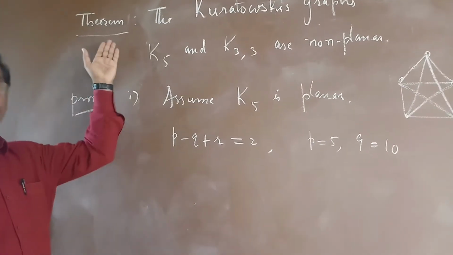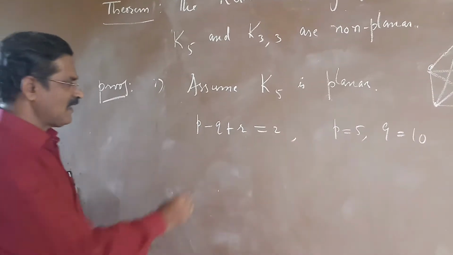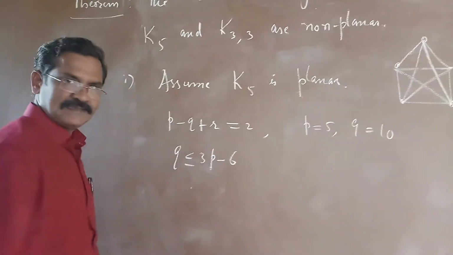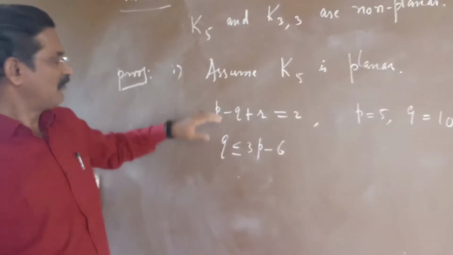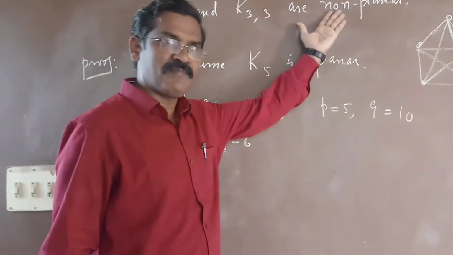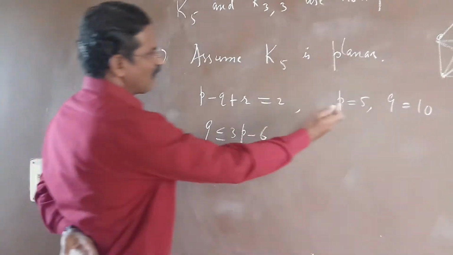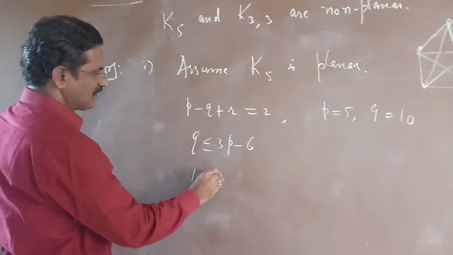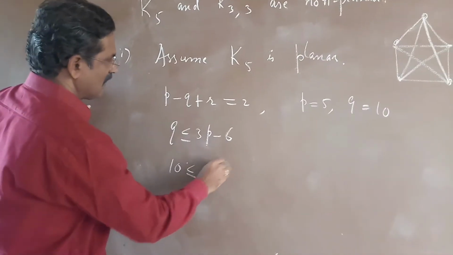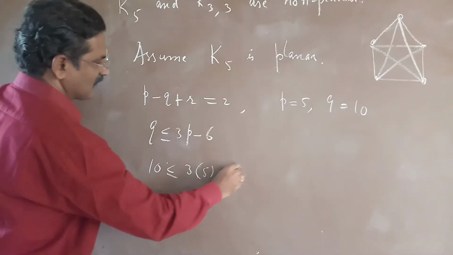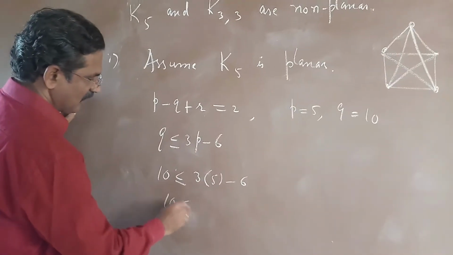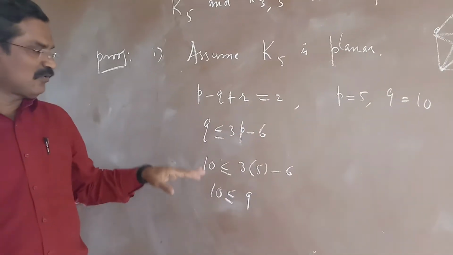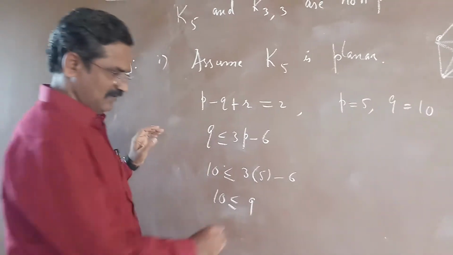Already we have got one result in the previous class. What is that? Q is less than or equal to 3p minus 6. This is a result which is for the planar graphs. Now if you substitute the value of p and q in this equation, what happens? 10 is less than or equal to 3 times our p value, 5, minus 6. So 10 is less than or equal to 15 minus 6, which is 9. So 10 is less than or equal to 9, which is highly impossible. This is impossible.